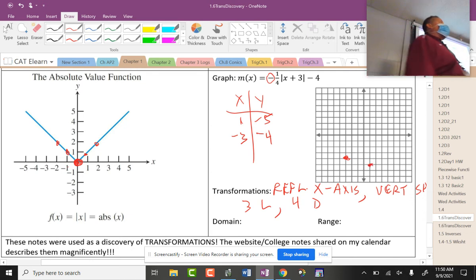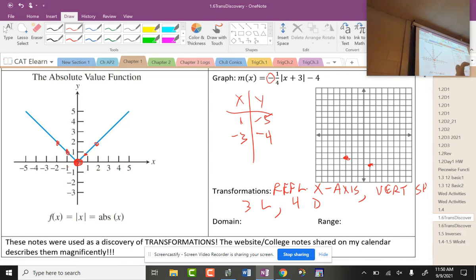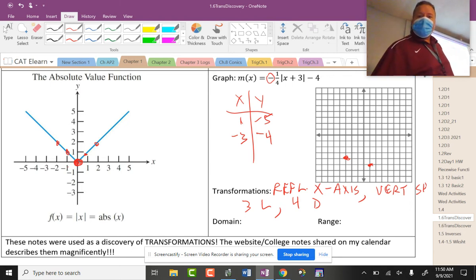That's the V. It's going to be like this, though, shrunk vertically, compressed. All right, like that. And then the other point I'm going to plug in is for the other way, negative 7.